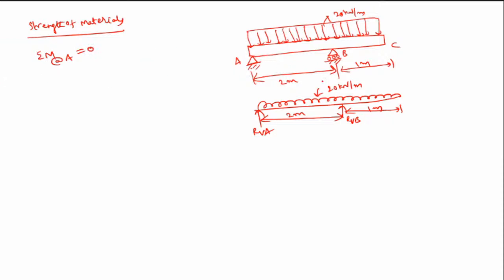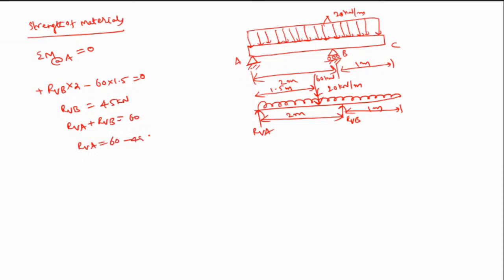If you convert this UDL into a point load, it is 20 into 3, that is 60 kilonewtons, which is placed at a distance of 1.5 meters. Let us take anti-clockwise as positive: RVB into 2 minus 60 into 1.5 is equal to 0. So RVB will be 45 kilonewtons, and we know that RVA plus RVB is equal to 60. So RVA is 60 minus 45, that is 15 kilonewtons.